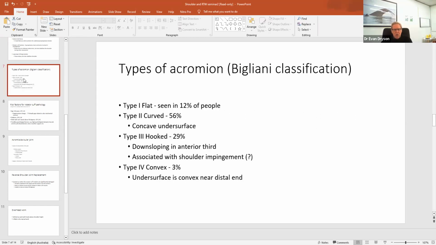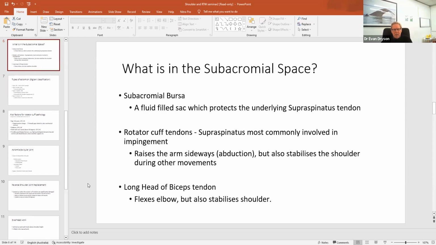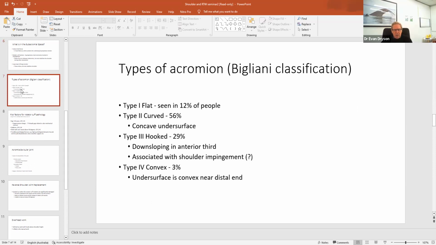There is also the long-headed biceps in the subacromial space, but we're not going to consider that much today. It flexes the elbow, but it doesn't particularly affect the shoulder movements. Now, it's not on the slide, but there is one further muscle, which is the deltoid muscle, which covers the whole of the shoulder, and it also has an effect on raising the arm sideways, forwards and backwards.